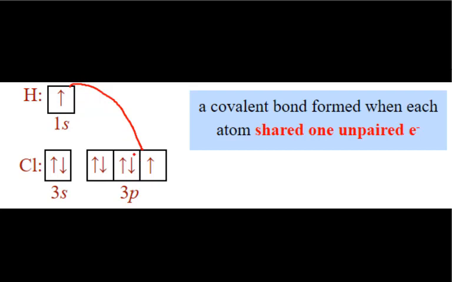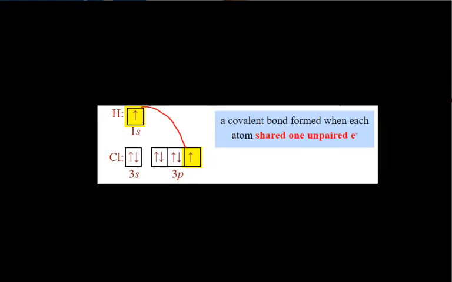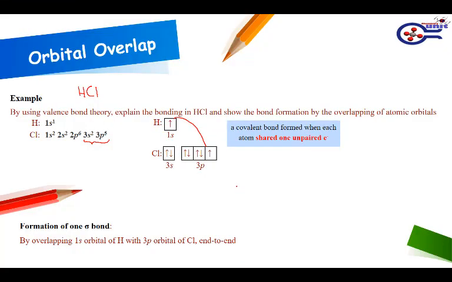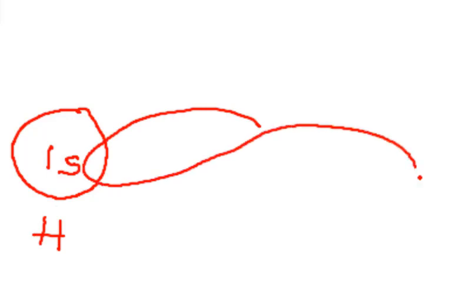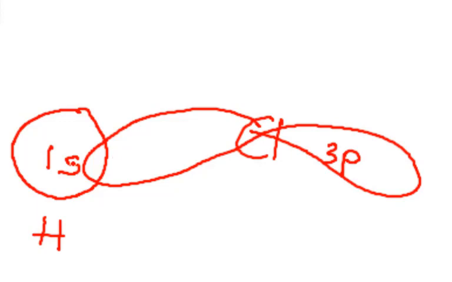As we can see, the unpaired electron in hydrogen is in 1s orbital, while the unpaired electron in chlorine is in 3p orbital. So, each atom shares one unpaired electron to form a covalent bond. By overlapping 1s orbital of hydrogen with 3p orbital of chlorine end-to-end, a sigma bond of HCl will be formed.